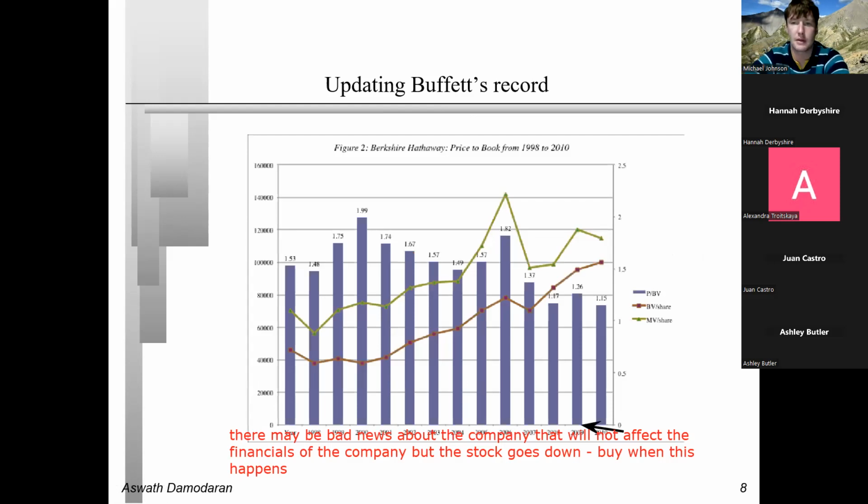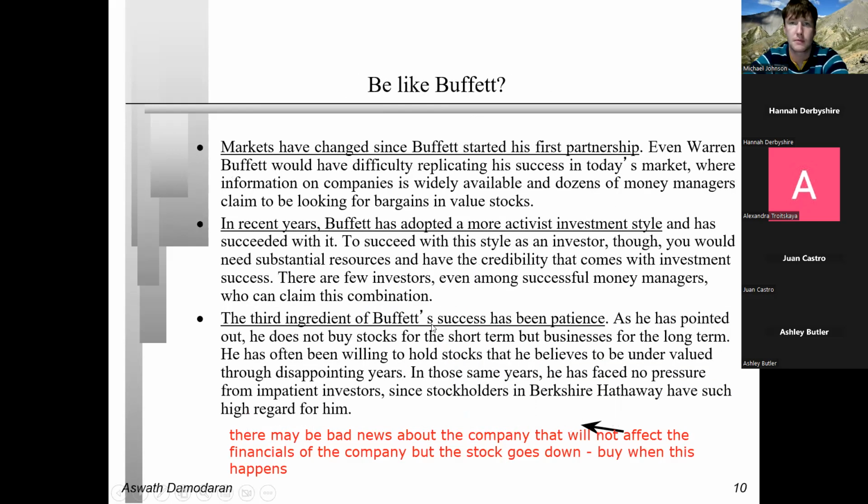Here, the success of Berkshire Hathaway has been very high over the years, showing that it's grown so much over the past few decades. And then, be like Buffett. Markets have changed since Buffett started his first partnership. It would be hard for Warren Buffett to replicate his success today because information about companies is widely available, and many money managers claim that they are doing the same thing as Warren Buffett is doing.